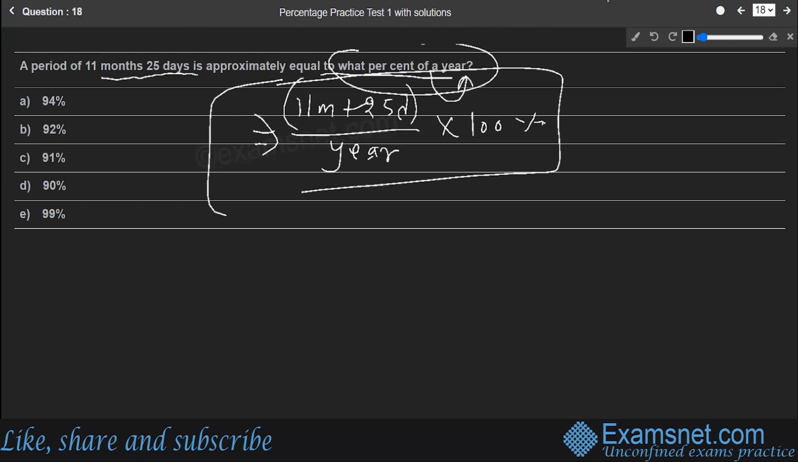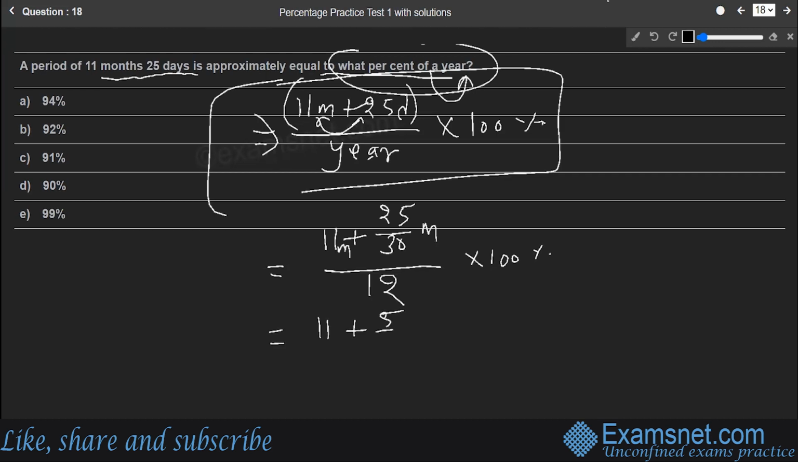So clearly for a year, we can assume 12 months. So for a year, we can just write 12, and we need to convert this 11 months and 25 days into complete months, because we are taking month as the base unit. So what we are doing: 11 months plus 25 days. So 25 by 30, since 1 month has got 30 days. So this is how the month will come, 11 months plus 25 by 30 months into 100%. If you solve this further, this is going to be 11 plus 5 by 6, 11 plus 5 by 6 of a month divided by 12 into 100%.